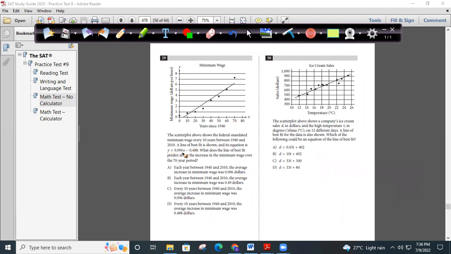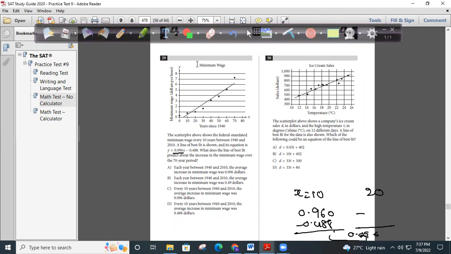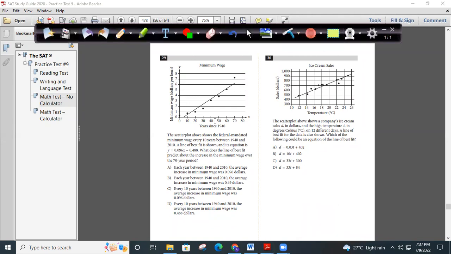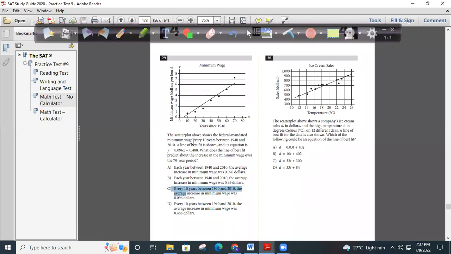If you want to know for 10 years what my salary increase is, put x equal to 10 and you get 0.960 minus 0.488. Now put x equal to 20 and you get something minus something. In 10 years, is the increase 0.096? Definitely not. You'll get 0.96 when you do the calculation. So for 10 years your increase in salary is 0.96, not 0.096. So it is not per 10 years; it is per unit, per 1 year, since x is the number of years since 1940. The increase in salary per year is 0.096.